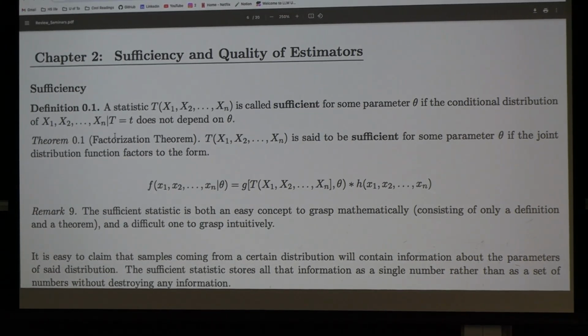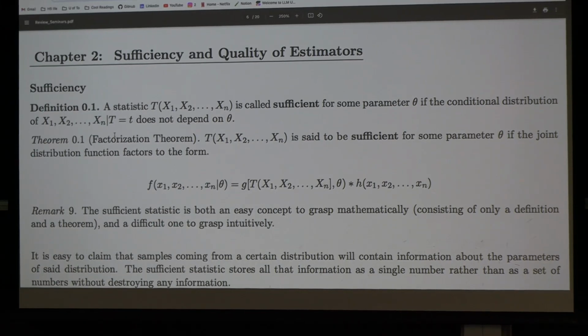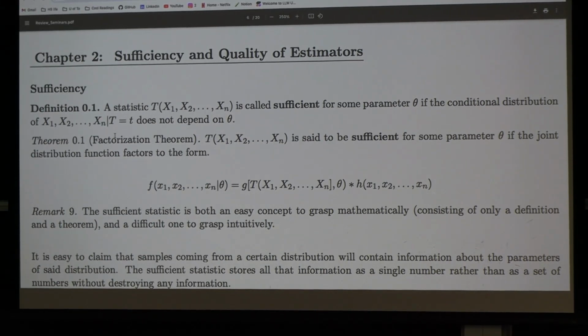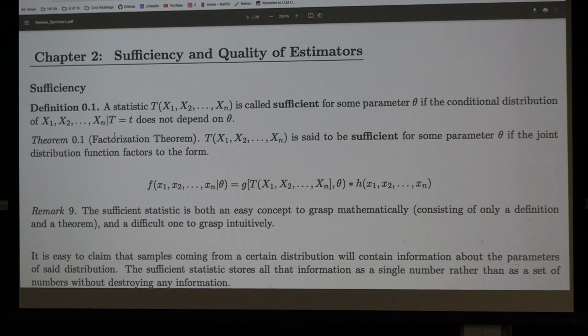So I think sufficient statistic doesn't appear too much in later stats courses. It's something that you maybe know in the back of your head, but for now you can just understand that it's something that factors out cleanly from your joint distribution when you're looking for a certain parameter.